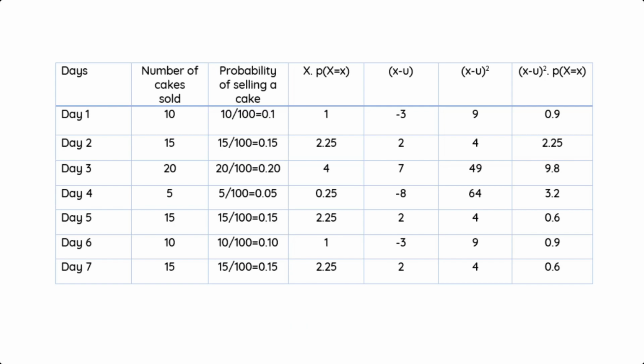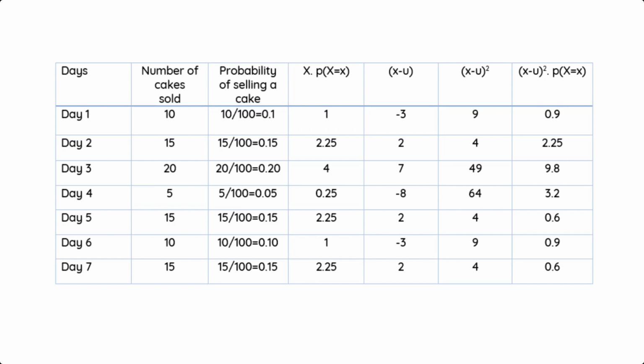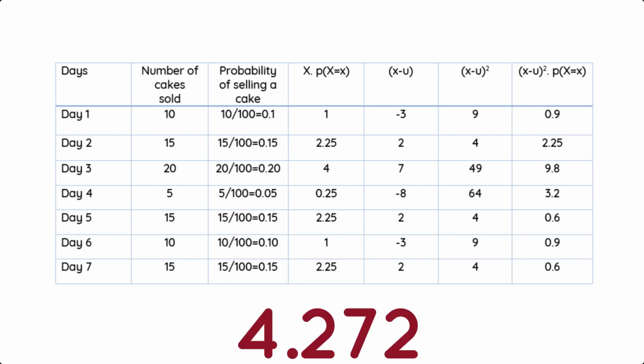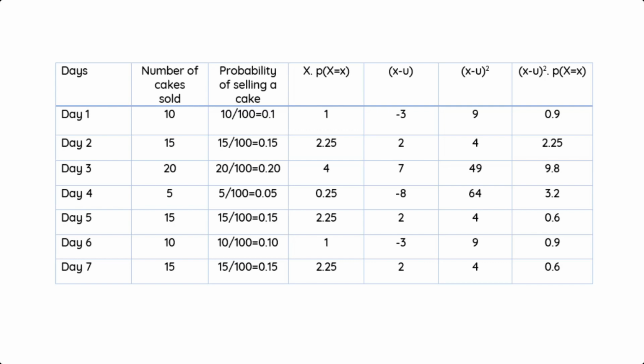So the next question is, what is the standard deviation? In simple terms, the formula for the standard deviation is equal to the square root of the variance. So if you want to get your standard deviation, you have to take the square root of the variance. Our variance is equal to 18.25. So when we take the square root of 18.25, we have our answer to be equal to 4.272. So that simply implies that the value of the standard deviation of our data set is equal to 4.272.